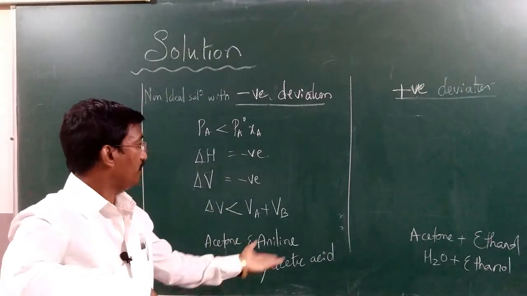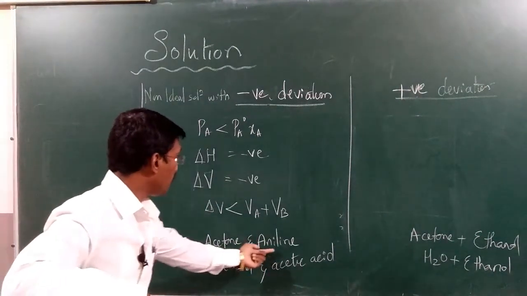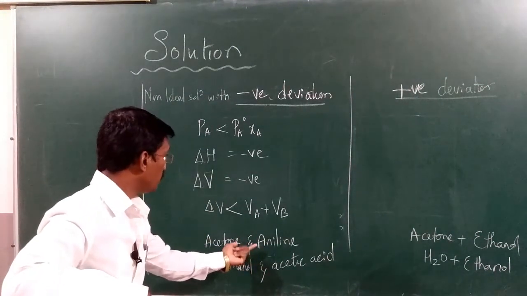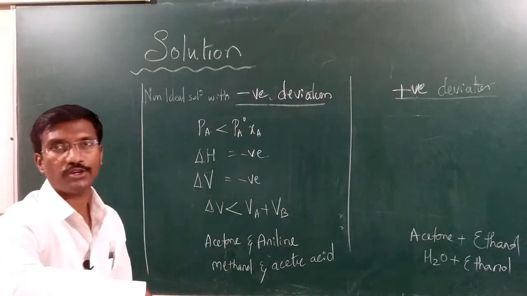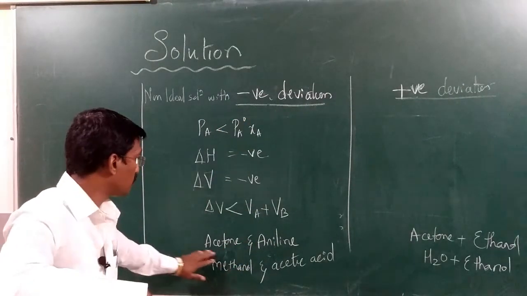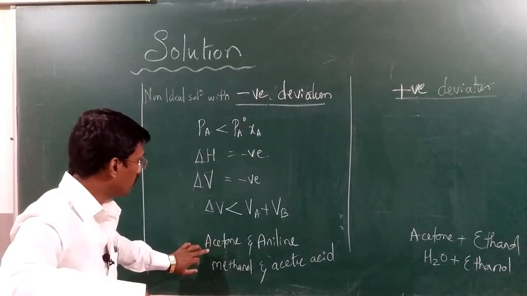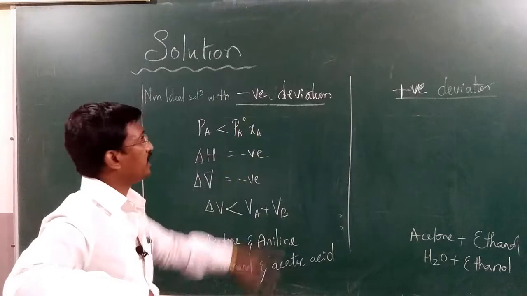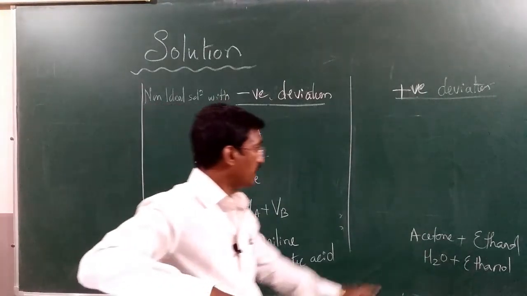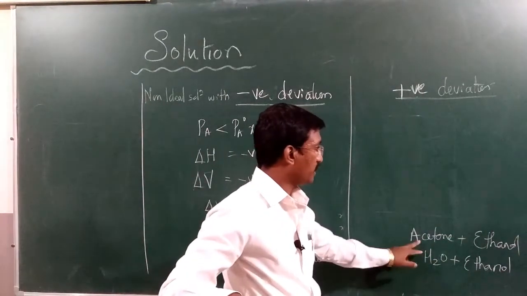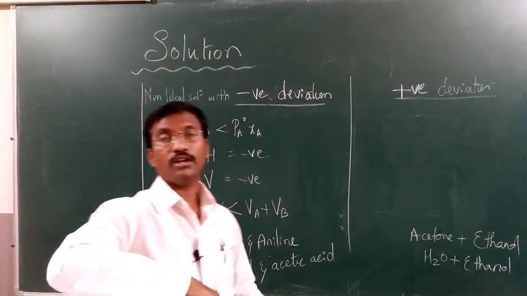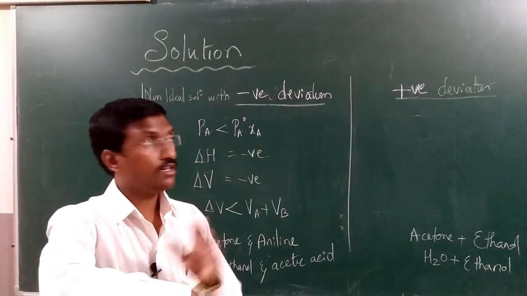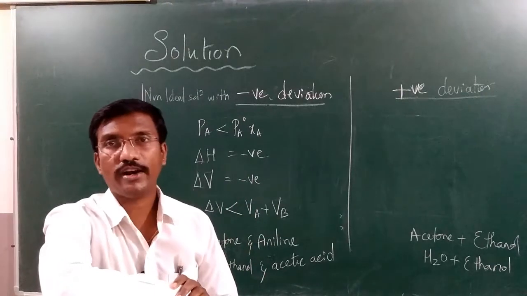So acetone and aniline together, this mixture is an example for negative deviation. This is how we have to remember. If you write only one example, it's wrong. Acetone plus aniline is an example for negative deviation. Similarly, acetone plus ethanol, a ketone and an alcoholic compound, these two are examples for positive deviation of non-ideal solution.